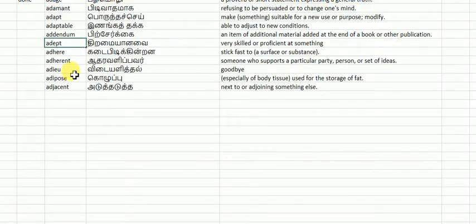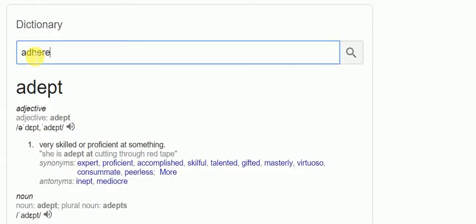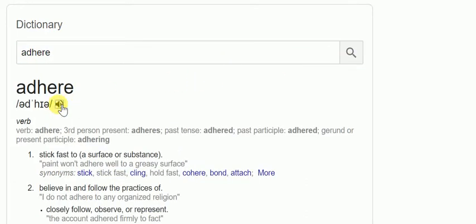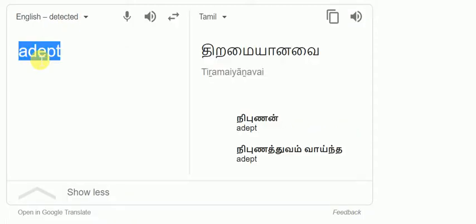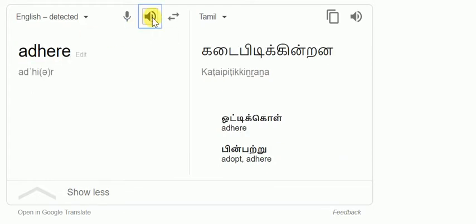Next word of the vocabulary is adhere. Adhere means to stick fast to, believing in or following a practice. We can say adhere means stick with that rule. We need to adhere to public rules or traffic rules. When someone is sticking with something, that is called adhere.